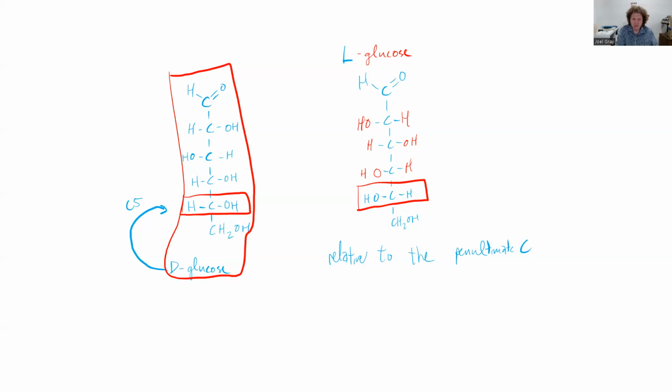The reason for that is because of the fact that D-glucose is the form that's metabolized by basically all known living organisms. L-glucose, by comparison, is extremely uncommon, and L-sugars in general are much less common.